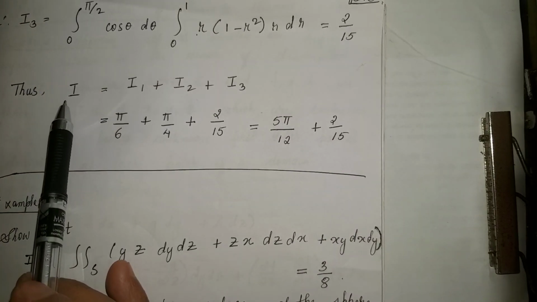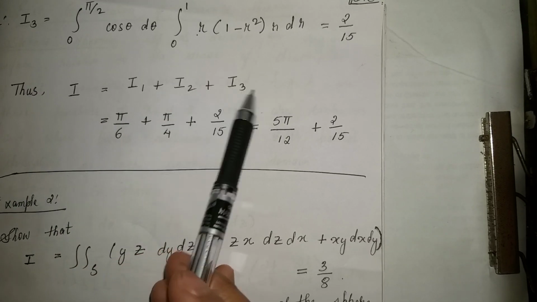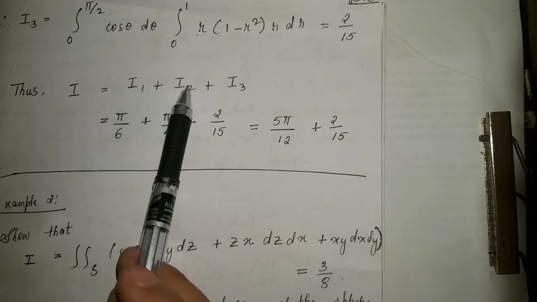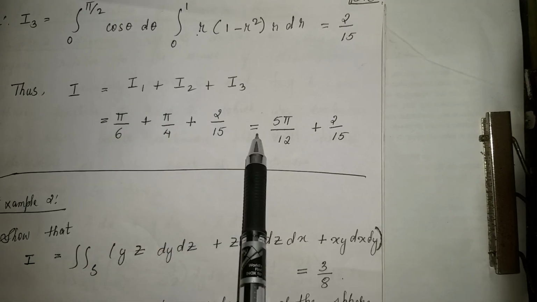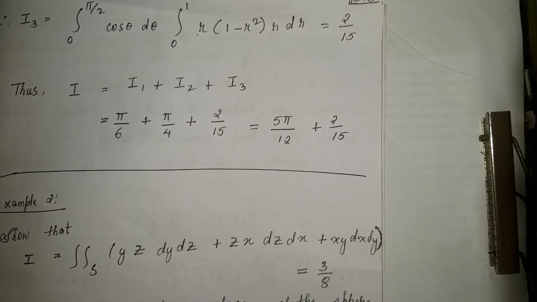Therefore, our integral I is equal to I1 plus I2 plus I3. You add all these three terms together and you will get 5 pi by 12 plus 2 by 15.